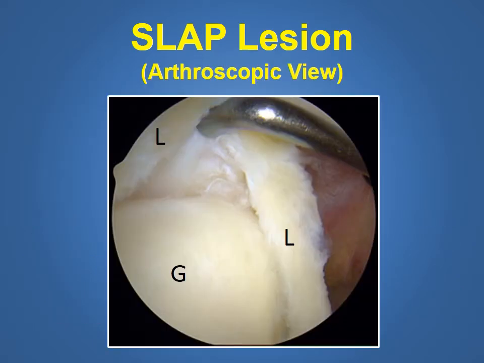This is a photograph taken at the time of surgery in a patient with a SLAP lesion. The soft tissue labrum marked by the letter L has been torn away from the socket or glenoid marked by the letter G. The gap between the torn labrum and the socket is enclosed within the red outline.